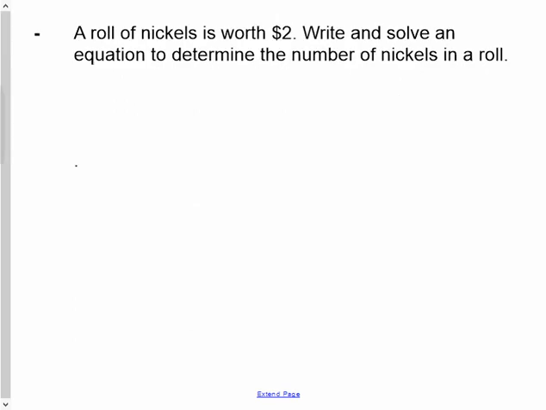Now, the next question says a roll of nickels is worth $2. Write and solve an equation to determine the number of nickels in a roll. So, the first thing we want to do in these story problems is define the variable. So x is going to equal the number of nickels. Now, most of you didn't write this down, so now I would like you to do so. The first step, step 1, is define your variable. Every single time, you need to define your variable.